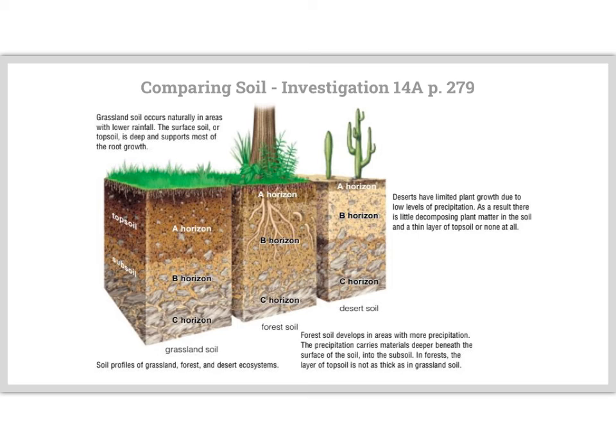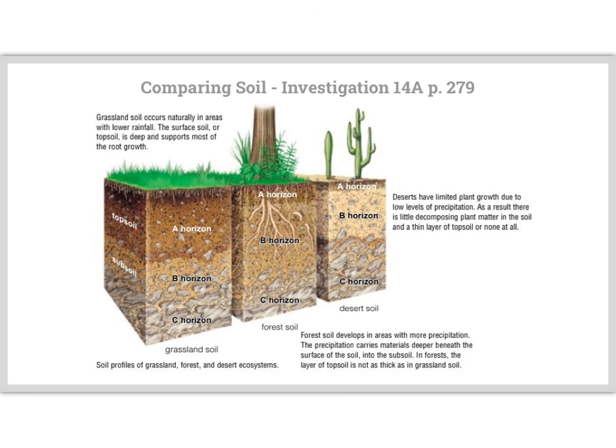So grassland soil, for instance, occurs naturally in areas with lower rainfall. The surface or topsoil is deep and supports most of that root growth for the plants. In B, forest soil develops in areas with more rain. The rain carries minerals deeper beneath the surface of the soil into this subsoil, so B horizon. In forest, the layer of topsoil is not as thick. So to get to these minerals, the roots must grow further down.